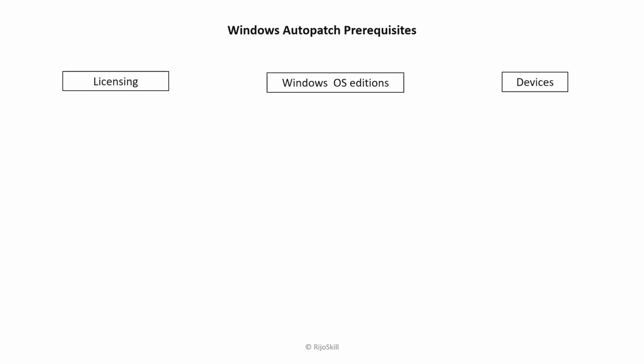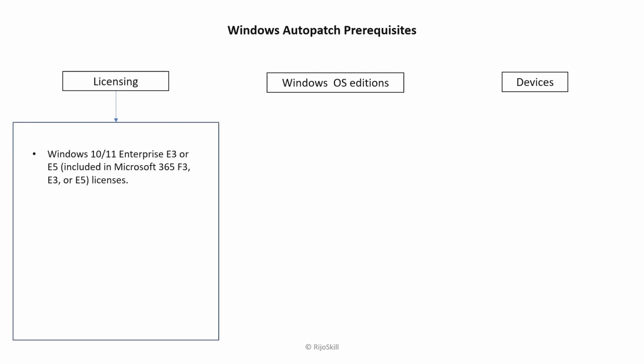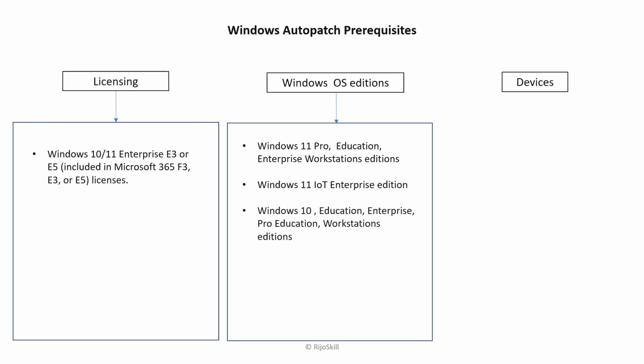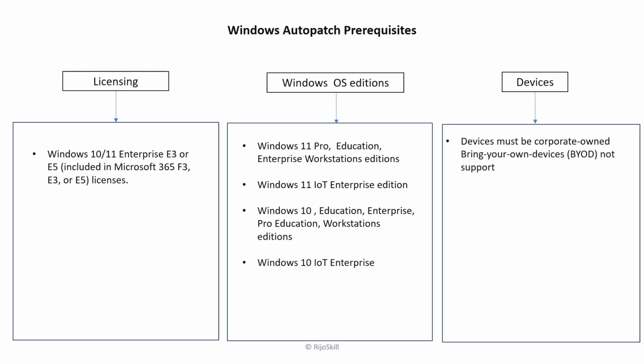Next we will go through the Windows Autopatch prerequisites. There are three prerequisite requirements for the Windows Autopatch process: licensing, Windows OS editions, and devices. First, licensing: Windows 10 and 11 Enterprise E3 or E5, including Microsoft 365 F3, E3 or E5 licenses. Also Windows OS editions: Windows 11 Pro, Education, Enterprise, Workstation editions and Windows 11 IoT Enterprise, and Windows 10 Education, Enterprise, Pro Education and Workstation editions, and Windows 10 IoT Enterprise. What must a device be? The device must be a corporate owned device. This will not support bring your own devices.